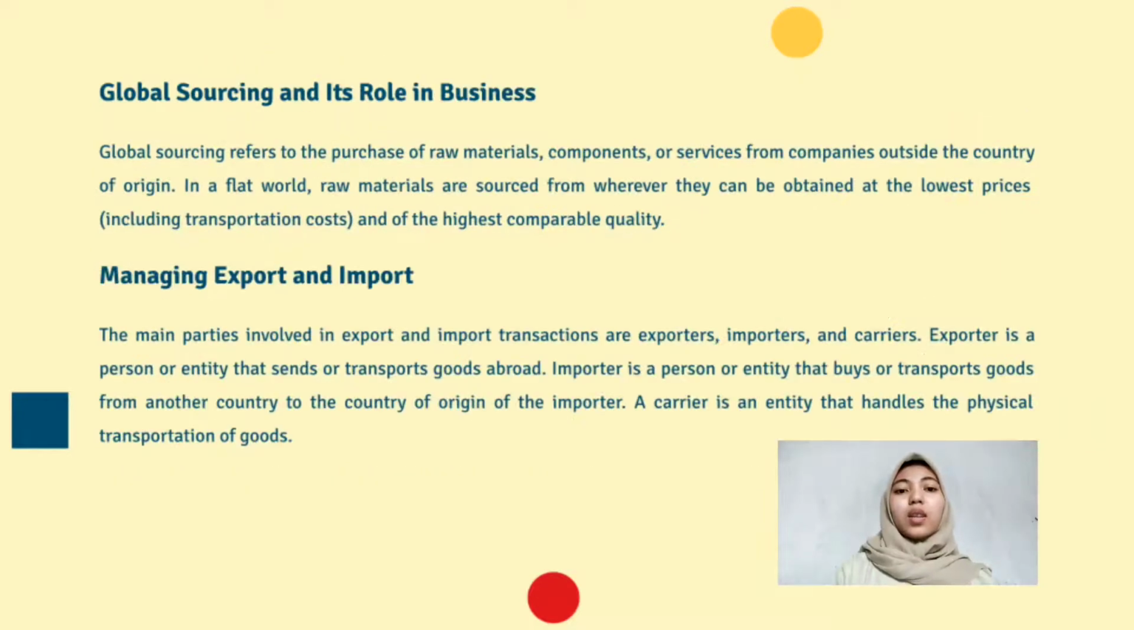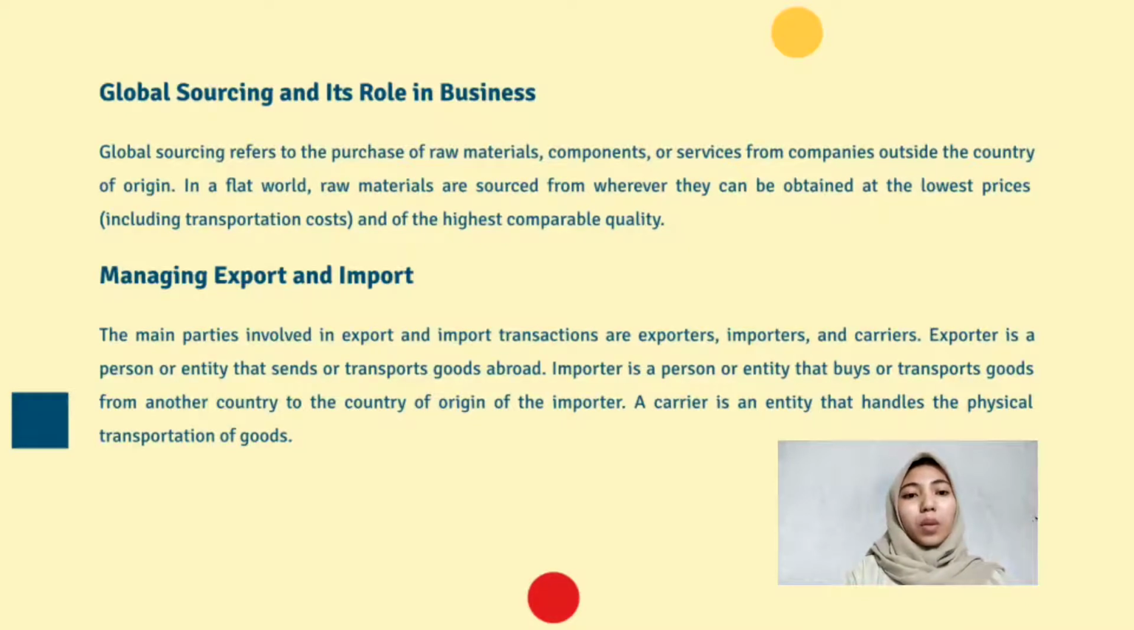Global sourcing and its role in business. Global sourcing refers to the purchase of raw materials, components, or services from companies outside the country of origin. In a flat world, raw materials are sourced from wherever they can be obtained at the lowest price, including transportation costs, and of the highest comparable quality.